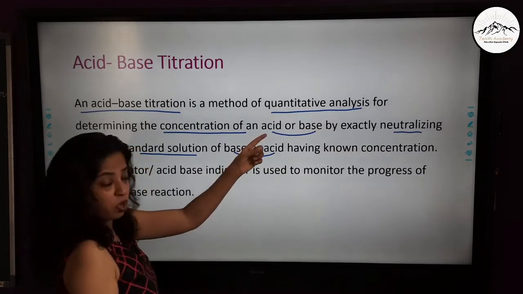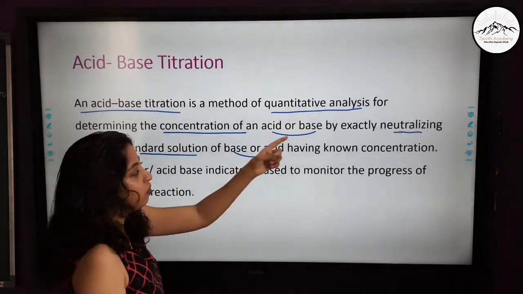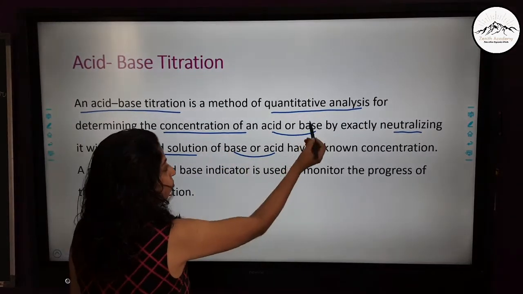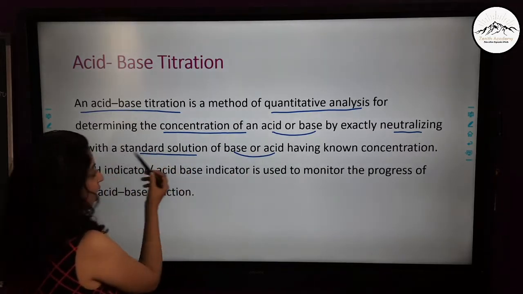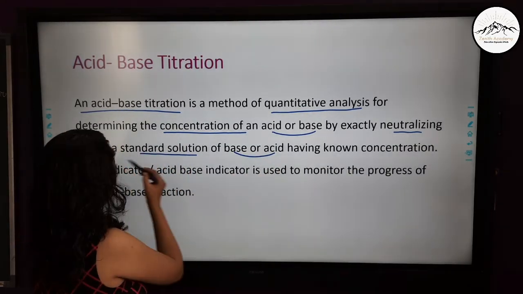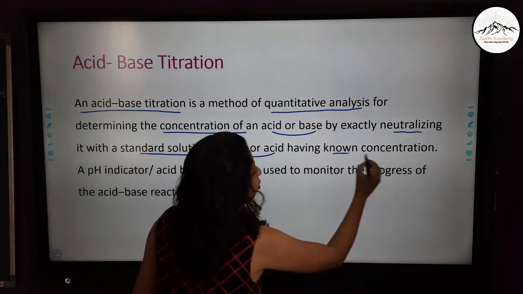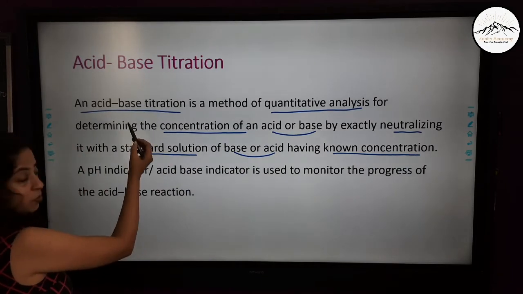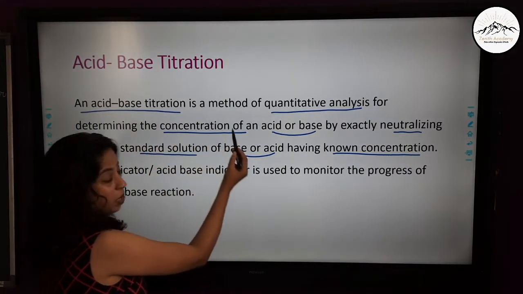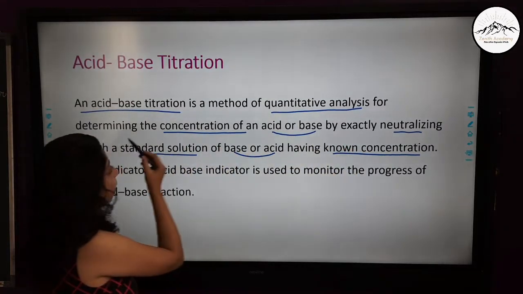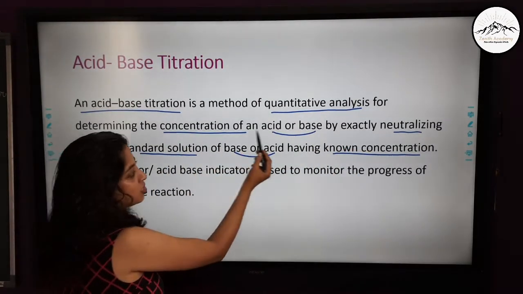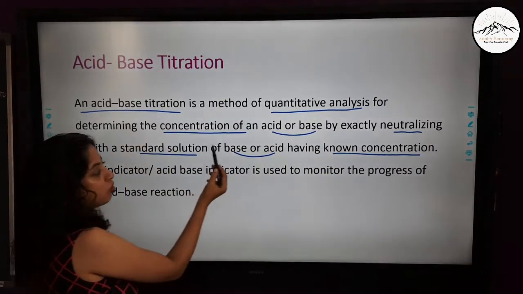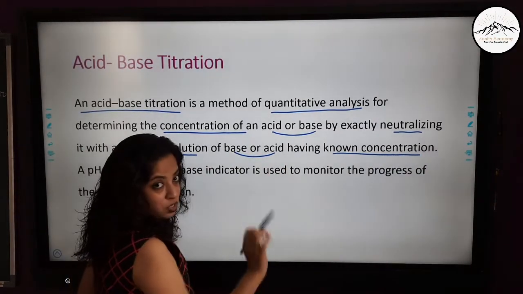So if we want to find the concentration of acid, we will neutralize it with a standard solution of base, and if we want to find the concentration of base, we will neutralize it with the standard solution of acid. Now this standard solution will have known concentration. We will know the concentration of this. So I will repeat what is an acid base titration. Acid base titration is a method of quantitative analysis for determining the concentration of acid or base by exactly neutralizing it with a standard solution of base or acid having known concentration.